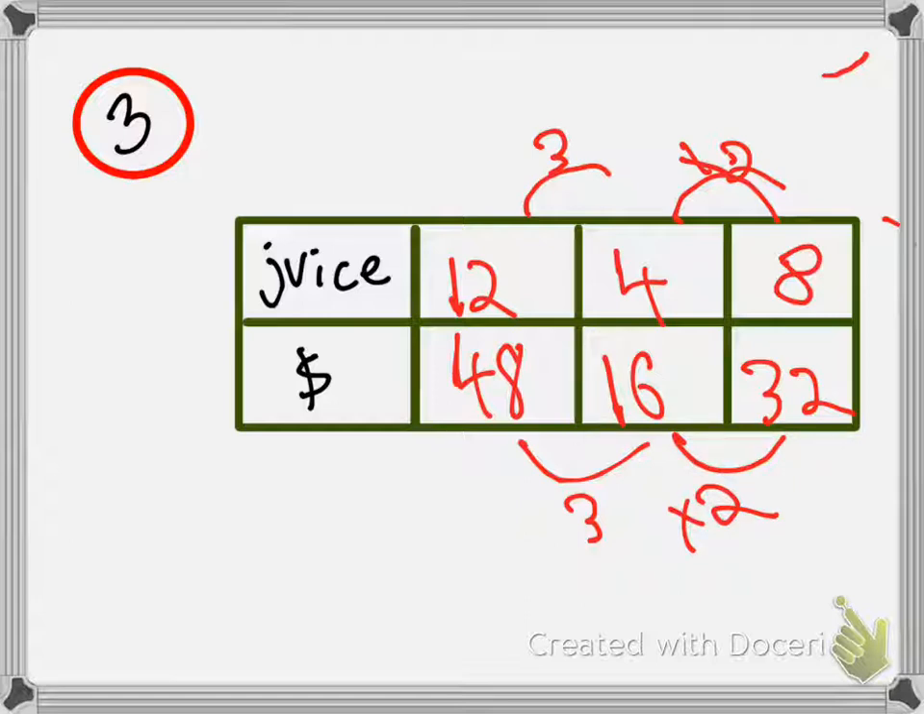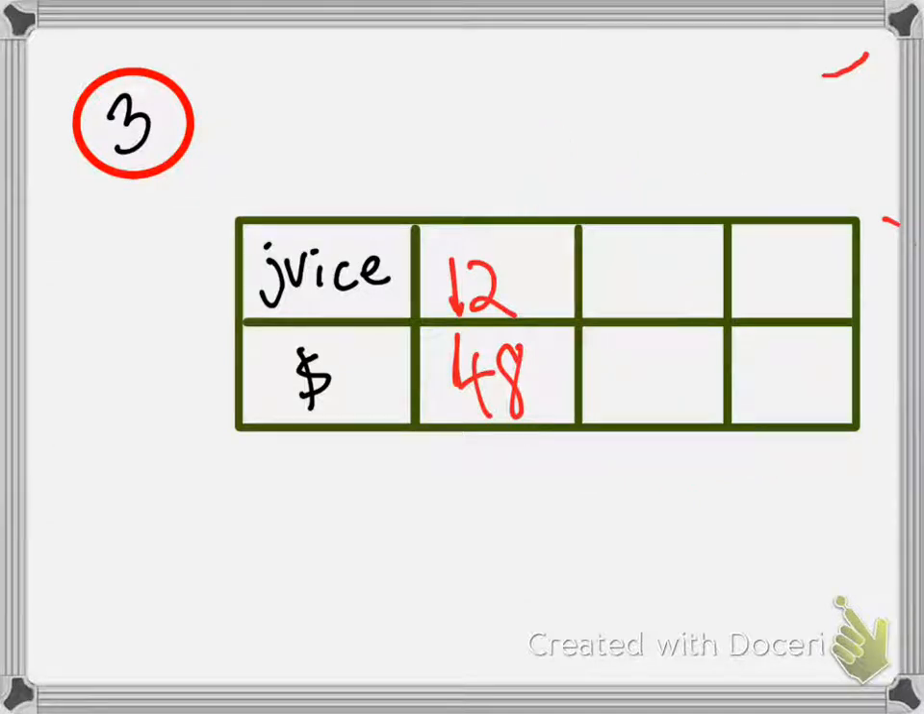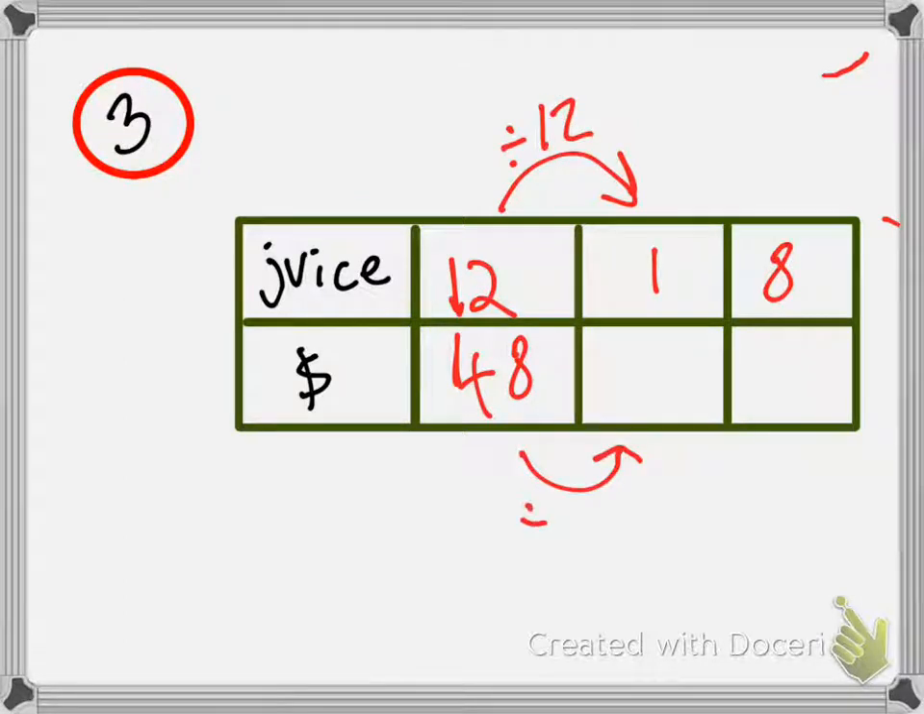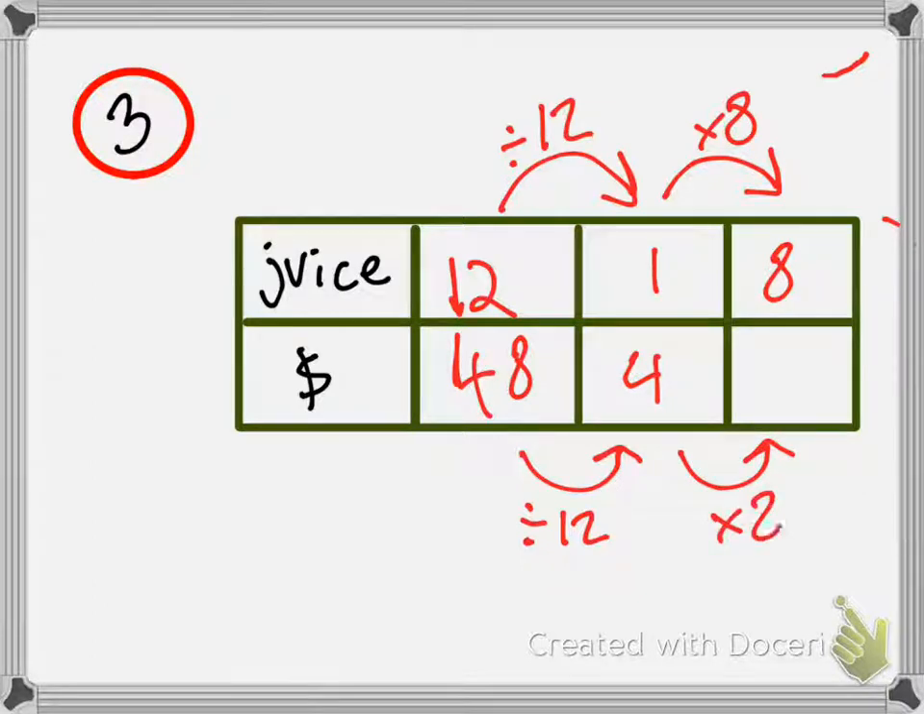Exactly. There's also another way we can do this, following our unit rates. So in this case, we could go down to 1. How do we go from 12 to 1? We divide by 12. What's 48 divided by 12? 4. And then, how do we get from 1 to 8? Times 8. So we multiply this times 8, and we get 32. Same answer. There's multiple ways to go about this problem.